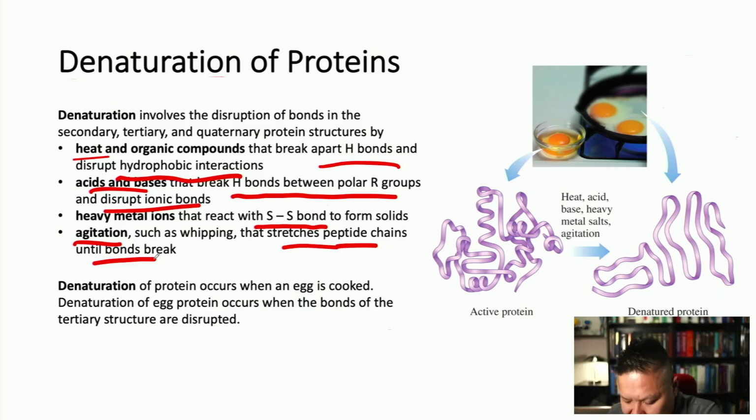And so a really good example of denaturing proteins is eggs, right?